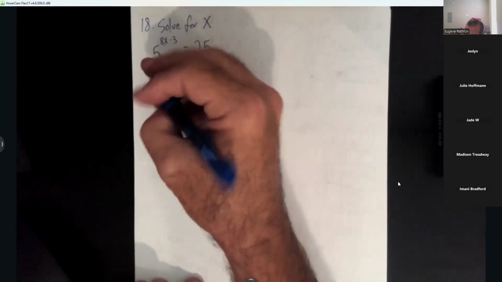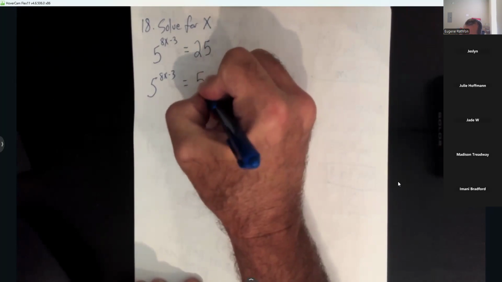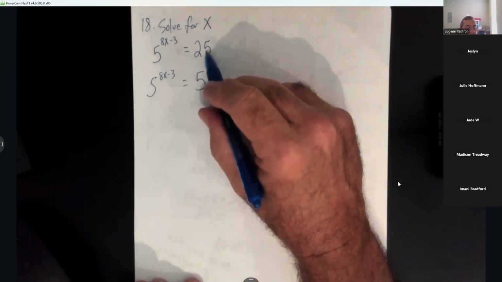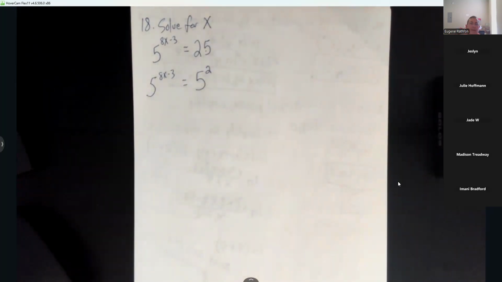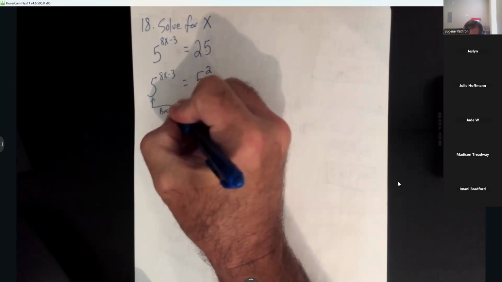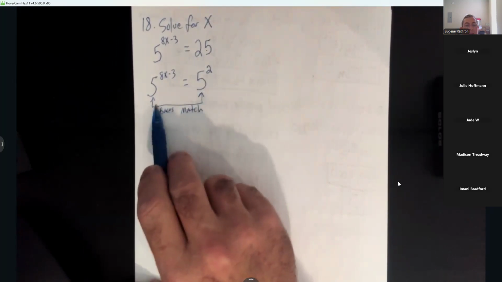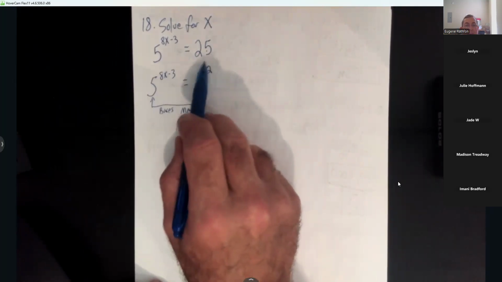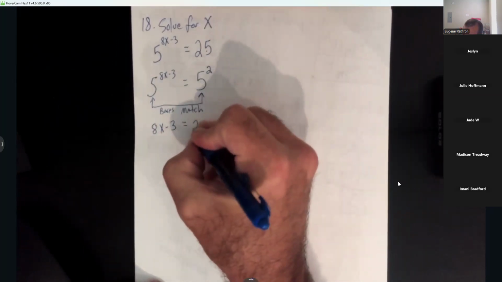So y'all, is it possible on this one to rewrite both sides? And that's definitely a yes. Good job. So bring down this side, 5 to the 8x minus 3. That's going to equal 5. Well, y'all, how many 5s does it take to multiply to get a 25? It takes 2. There you go. So this is where we said, oh, our bases match. Since our bases match, the base exponent property says that these got to be equal. So 8x minus 3 has to equal that 2.